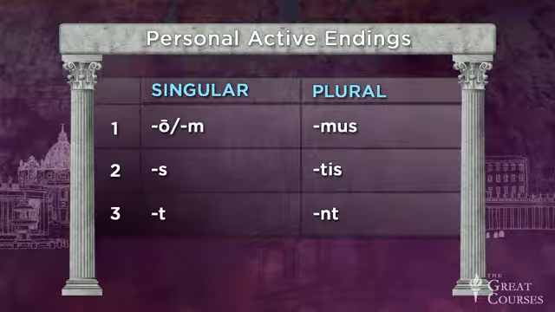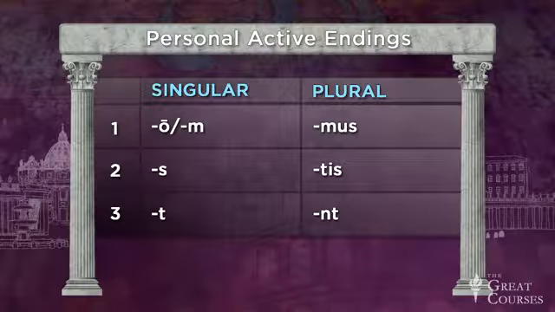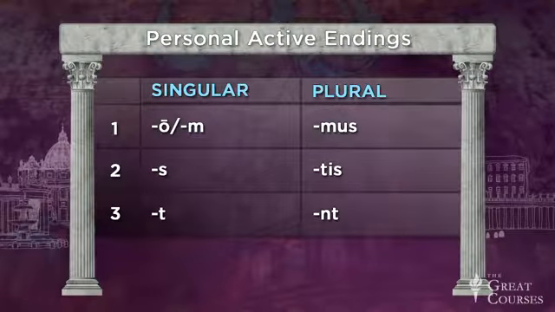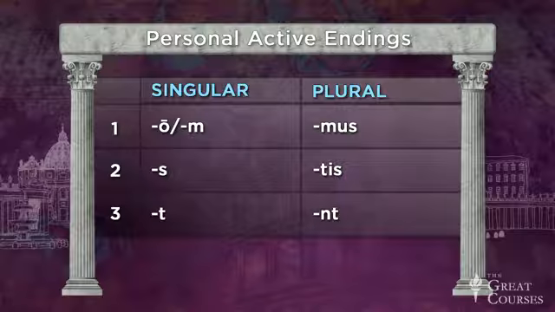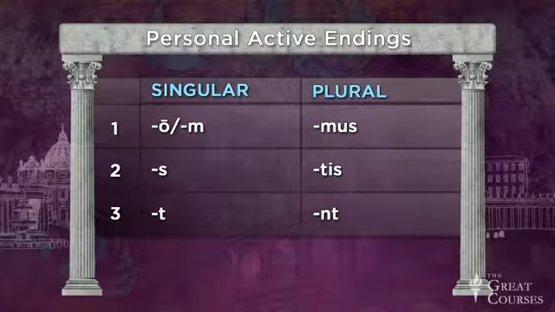Orem, st, mus, tis, nt. Iterum quaeso. Again, please. Together on the count of 3. Unus duo, tres. Orem, st, mus, tis, nt.